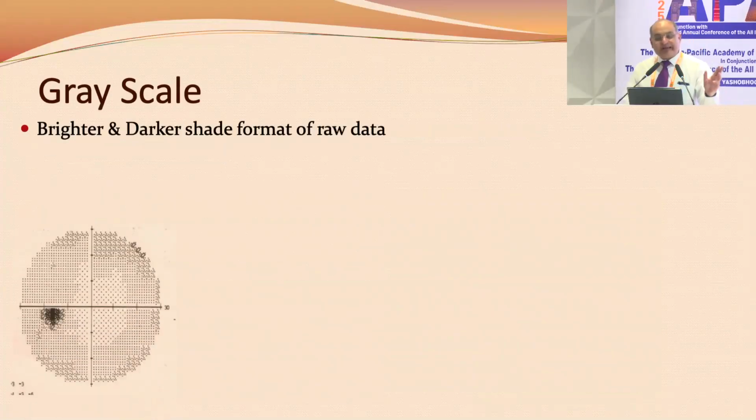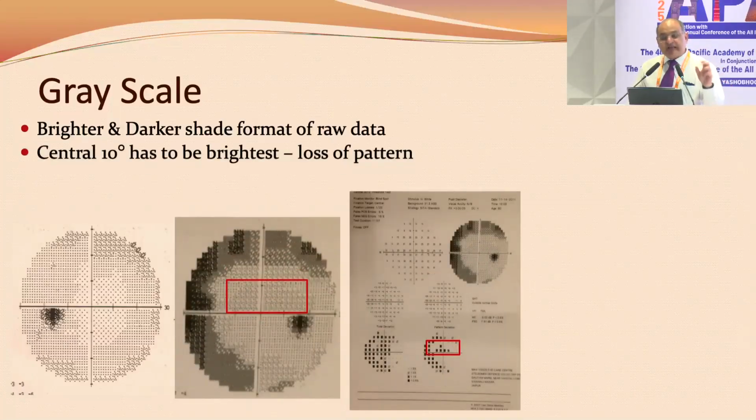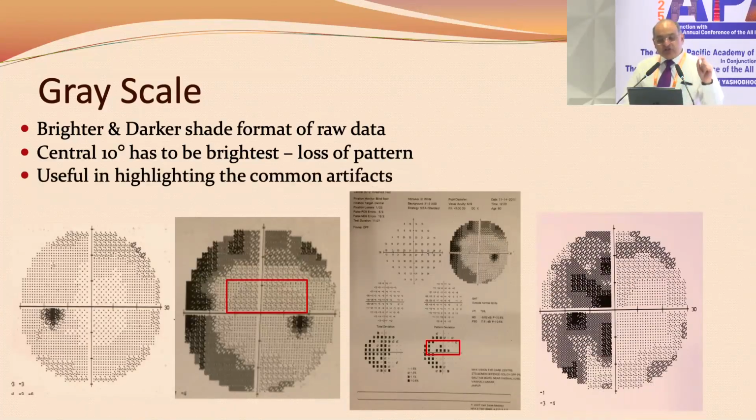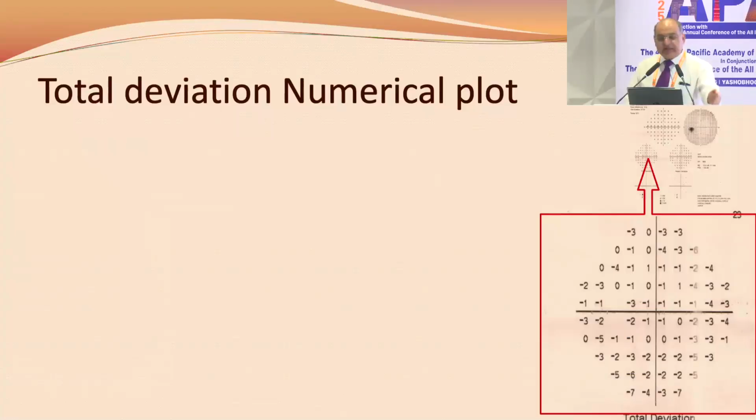Now we move on to the grayscale. Grayscale is the depiction of raw data into the shades of gray. So the center part has to be brightest, the central 10 degree. Now in this we can see that the upper part is not as bright as the lower part, and the same can be seen in the pattern deviation. We can see there are certain central defects which are marked in red over there. So this is very important here. So it also helps in highlighting the common artifacts, which we'll cover in further talks.